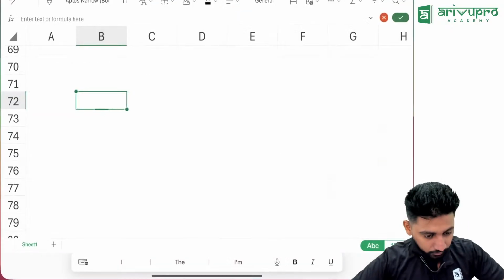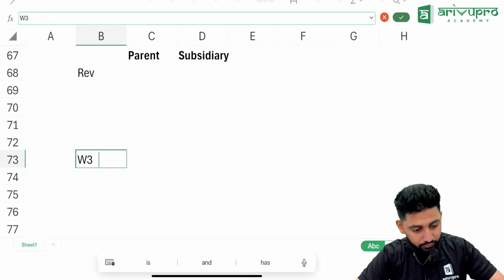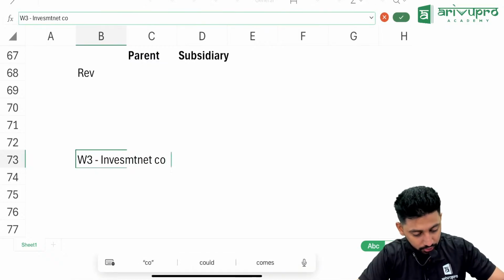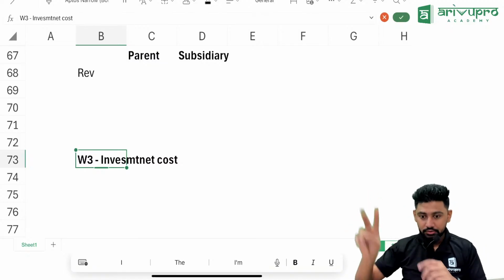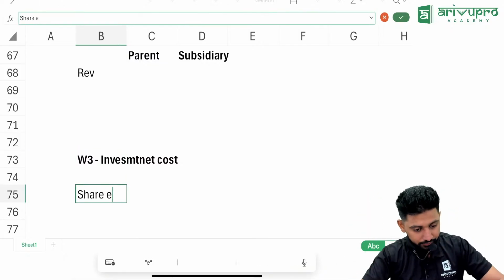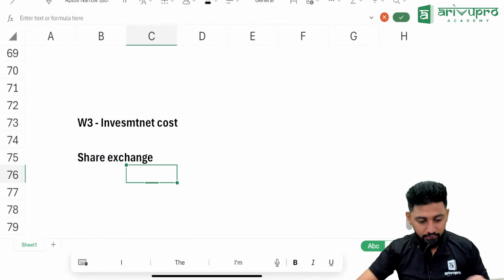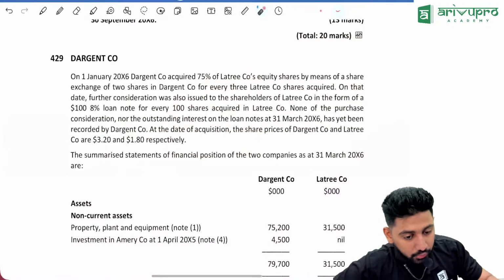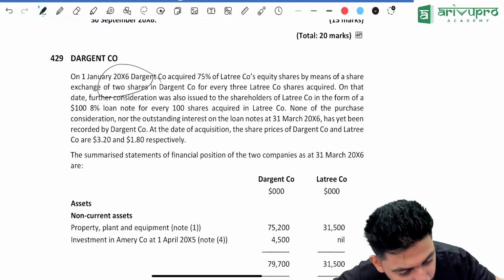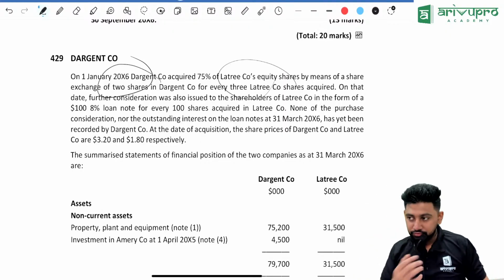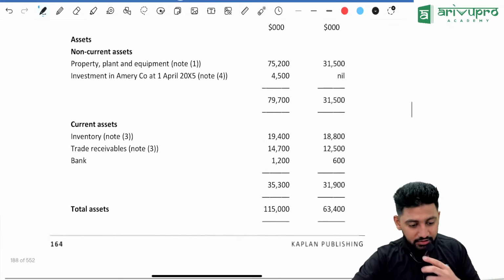Now, when you come back here, your working number 3 will be investment cost. They say your investment cost is made up of 2 elements. Number 1, share exchange. When you are looking at share exchange, look here, give it time to write. They say you are going for a 2 for 3. You are giving 2 shares and obtaining 3 shares from the subsidiary. In other words, your subsidiary has how many shares?